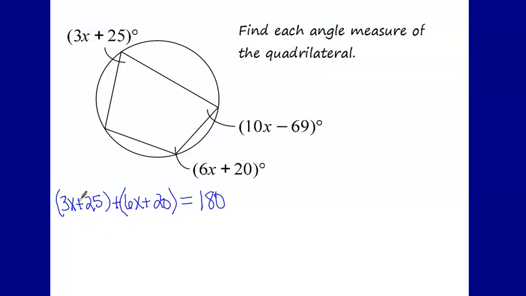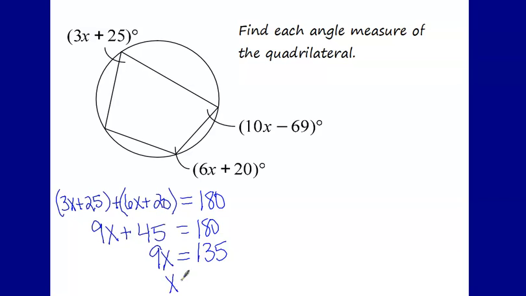I'm going to combine like terms, so 3x plus 6x would be 9x, 25 plus 20 is 45. If you subtract 45 from both sides, that's going to leave you with 135. When you divide by 9, you get x equals 15. Now our job was not to find x, it was to find each angle of the quadrilateral. So I'm going to go back and plug that in.